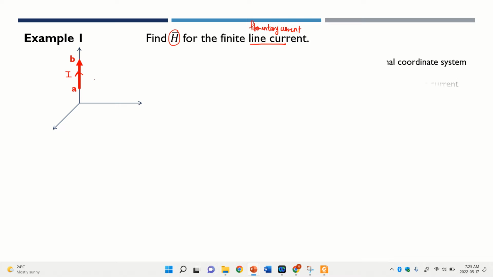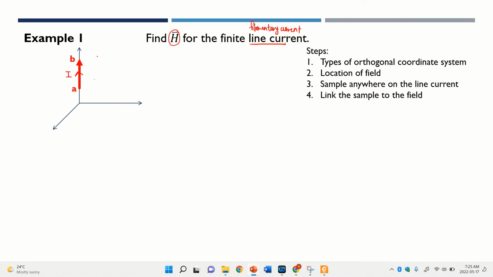There are steps that you have to follow in order to solve this example. The first step is to recognize which orthogonal coordinate system suits this problem. By right, you should already recognize which one suits this matter. In this case, the orthogonal coordinate system that suits this example is cylindrical, the same as our electrostatic field. In cylindrical, the coordinates that we deal with will be r, phi, and z.